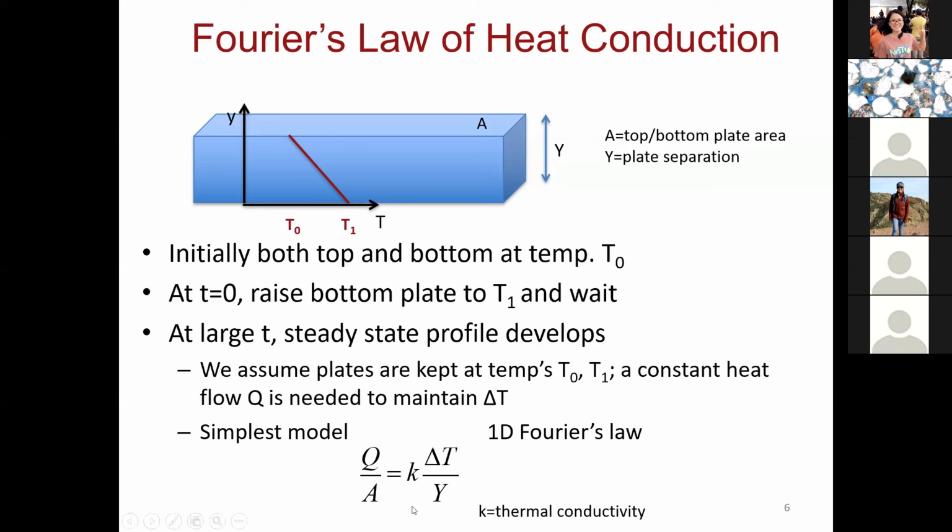So the simplest model for this transfer is to look at the heat flux per area. Fluxes we typically normalize by area. And it's assumed that it's proportional to the difference in the temperature, delta T, which is in this case T0 minus T1 or T1 minus T0. And it's inversely proportional to this plate separation. And the coefficient for this simple linear model that is required for this to work is called thermal conductivity.